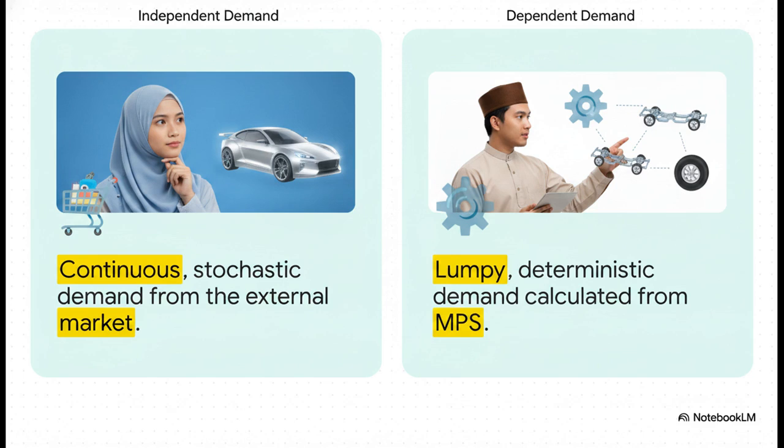But then we have dependent demand. This is for the components, the raw materials, and the subassemblies needed to actually build that final product. This kind of demand is lumpy. It's intermittent, spiking only when assembly actually happens. But here's the beautiful part. It's entirely deterministic. You don't guess, you calculate it directly from your bill of materials and your master production schedule.